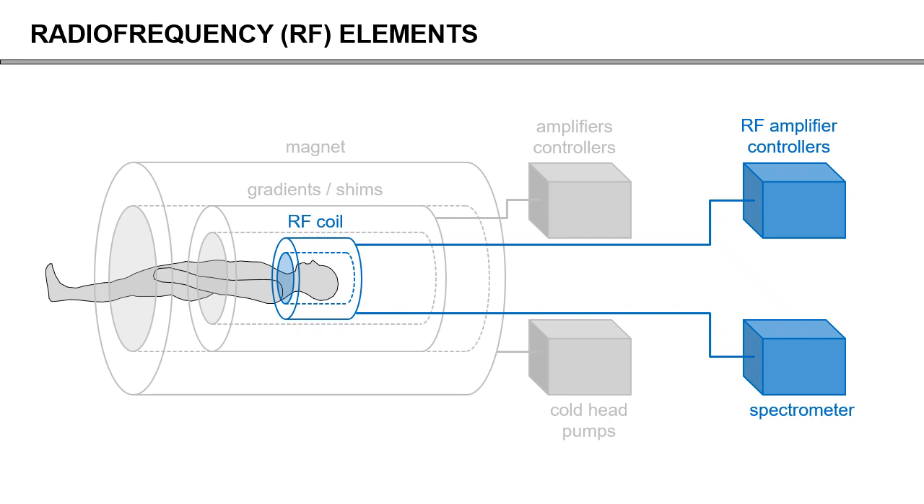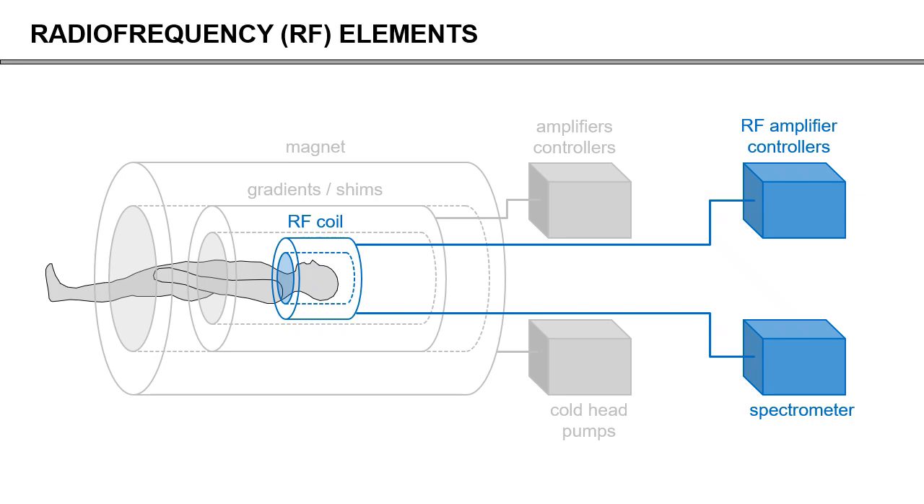Today it's going to be about MR hardware and in particular about radio frequency coils. All MR scanners are composed of a magnet, gradients and shims, and a radio frequency coil. There have been previous videos on the magnets and also a video on gradients and shims, and today's video is going to be about the radio frequency coil.